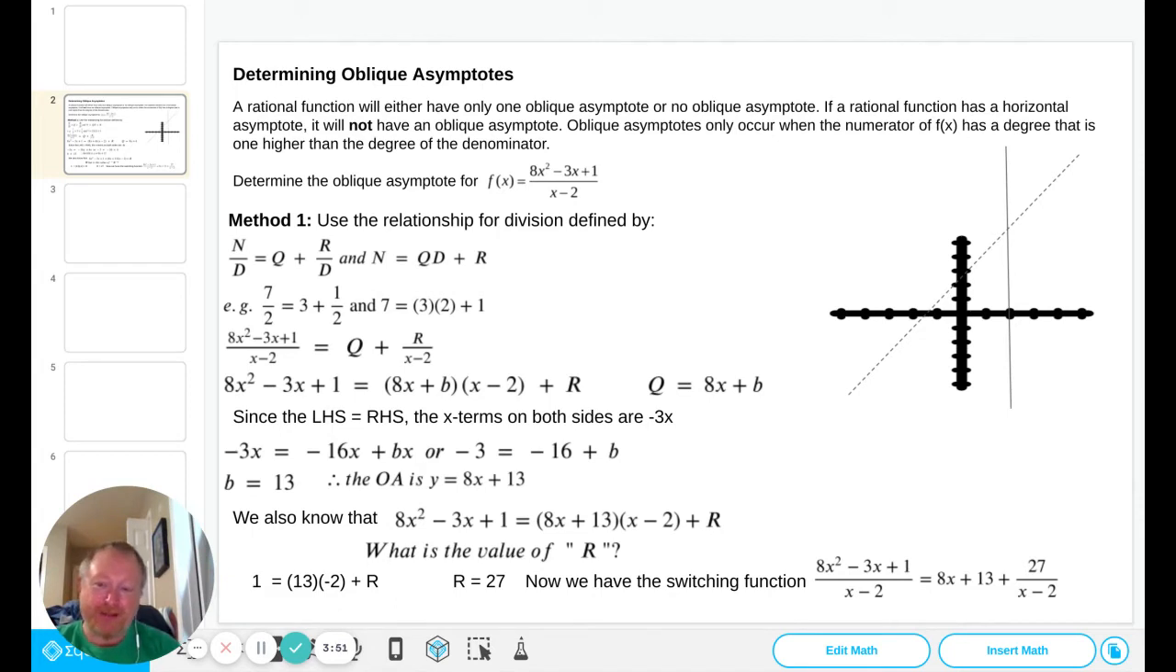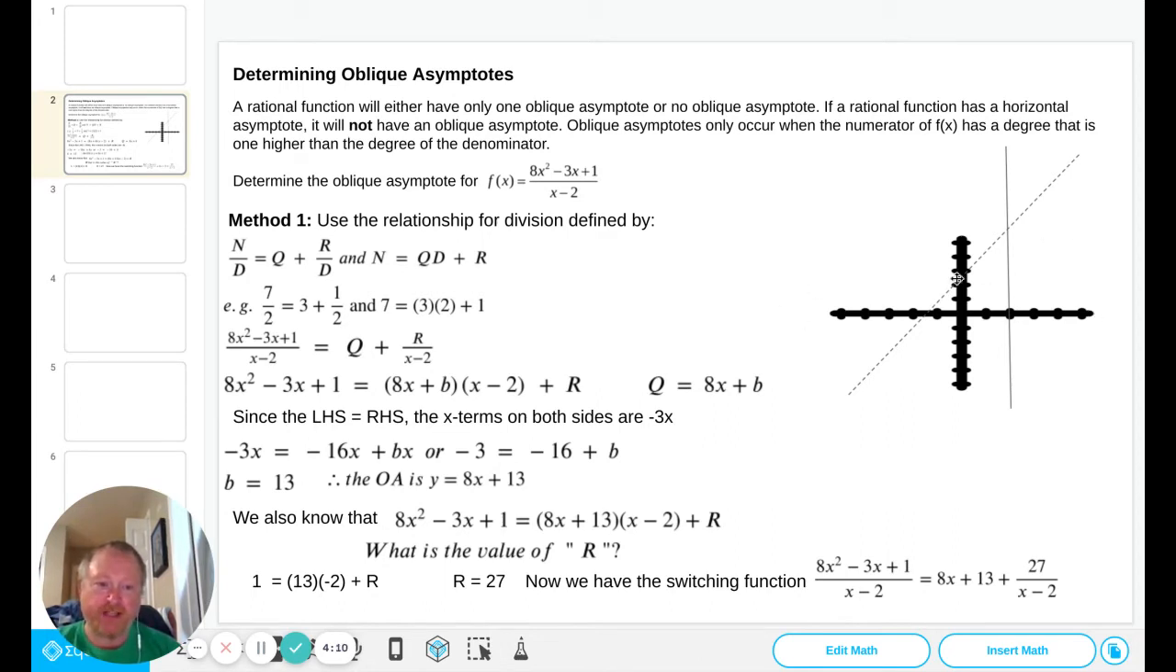Anyway, so we know what b is. B is 13, and that tells us our oblique asymptote is 8x plus 13. Think about 8x plus 13. What would the x-intercept be for that line? Well, it'll be negative 13 divided by 8, which is between negative 1 and negative 2.